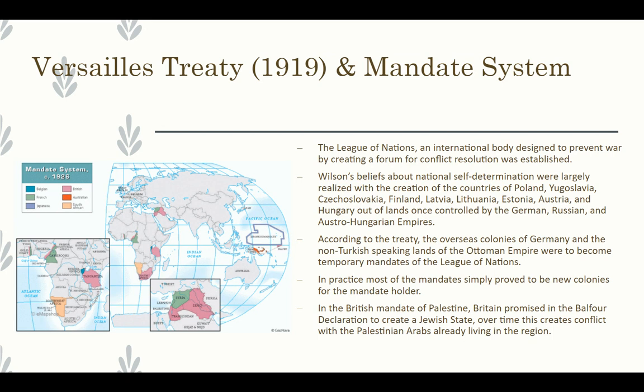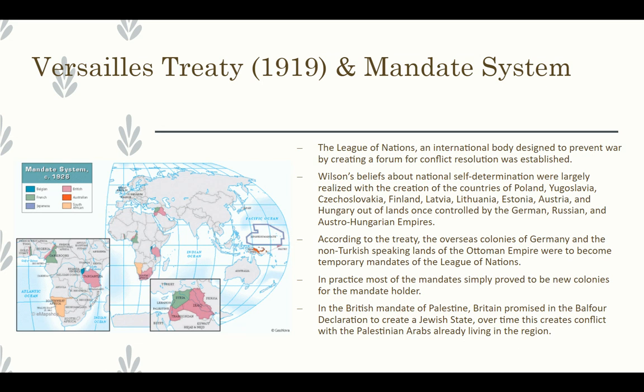That didn't happen. As a mandate, each of these territories would be temporarily assigned to one of the Allied powers, mostly Britain and France. In theory, the mandate holder was to administer the territory temporarily while preparations were made for independence. But in practice, most of the mandates simply proved to be new colonies for the mandate holder.